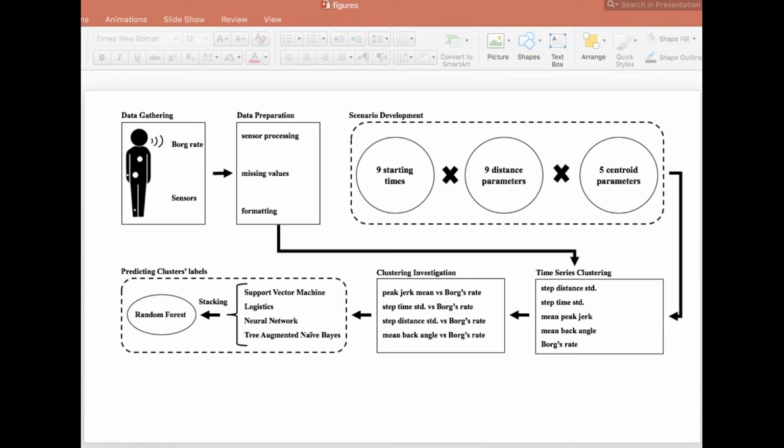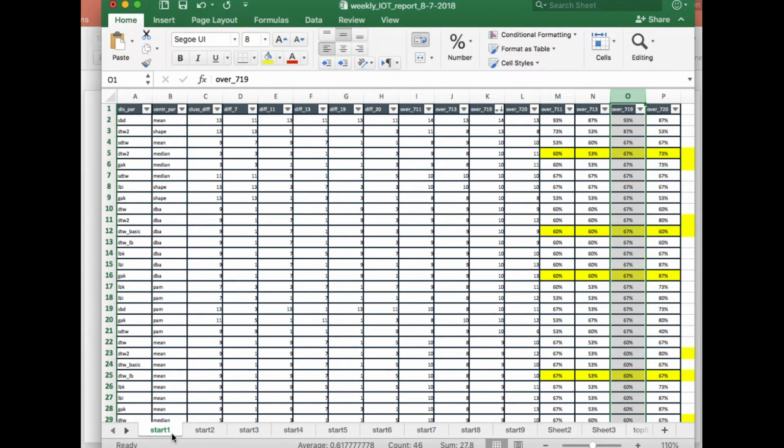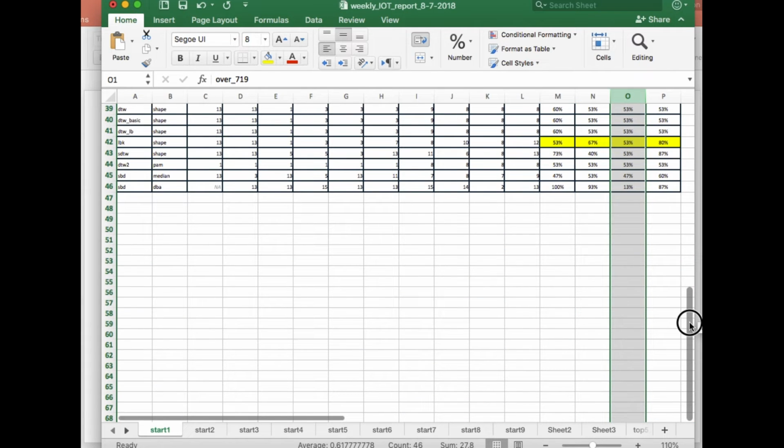So we have 9 different starting time points. We want to see if we cluster our data into two different groups using the jerk and Borg's rate, how they overlap with each other. So 9 different time points, start 1 to start 9, and in each starting time point scenario we had 9 different distance parameters and 5 different centroid parameters. Then we look at the overlap of jerk and Borg's rate. As you see, it starts from 93% and goes down to just 13%.